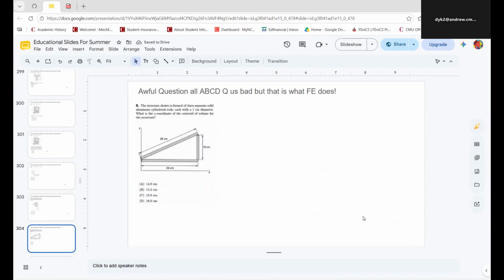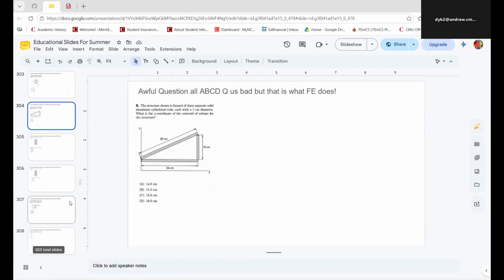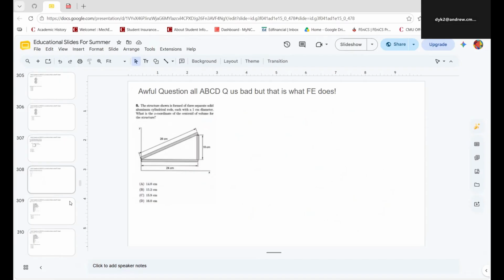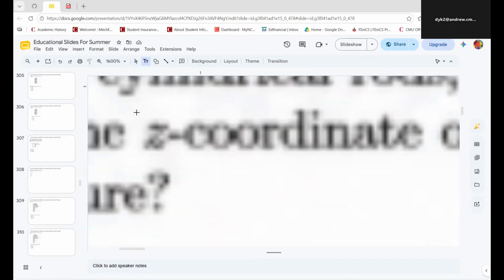So next one, the structure is shown to form of three separate solids, aluminum cylinder rods, each with diameter 1 centimeter, with the z coordinates of the center volume for the structure. Okay, so what is a z co... what is that? That makes no sense. That's just what, 0.5. Let me look at the original question real quick. Oh, yeah, that makes more sense. So apparently they have miswritten this one too. This doesn't make sense at all.